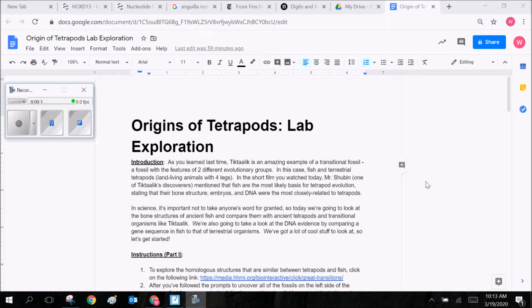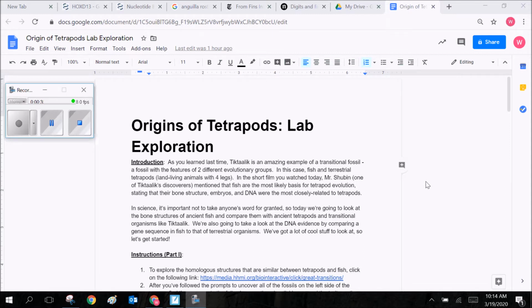We're going to go ahead and explore some of the evidence for evolution through the marvelous example of the origin of tetrapods. So remember, tetrapods are just four-legged organisms that walk on the land. There are also actually aquatic tetrapods as well, which we can talk about a little bit. But it basically just means a four-legged organism.